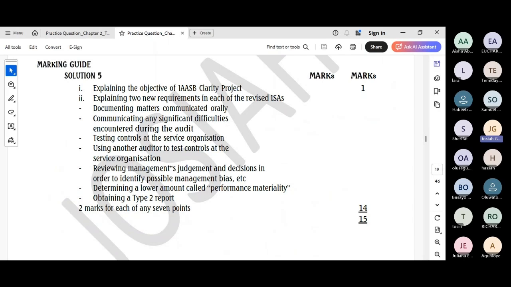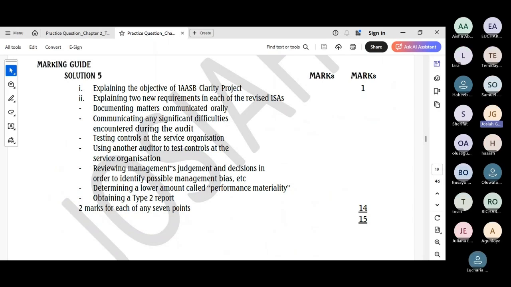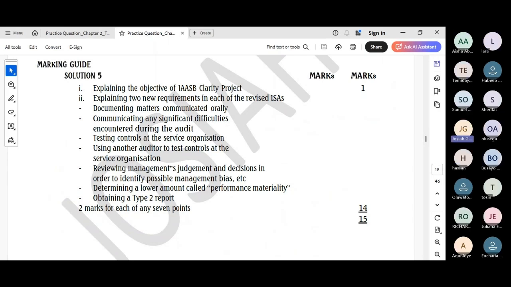For questions asking for new requirements, ensure you state the changes that were specifically introduced in the Clarity project revisions, not just general principles that existed before. And also structuring your answer is vital for readability, like I've always said, ensuring all your points are identified by the examiner. Also your time management is key. So we have 14 marks for 14 points. So 2 per ISA times 7 ISAs means roughly 1 mark per point. So be efficient with your explanations and be concise but clear.